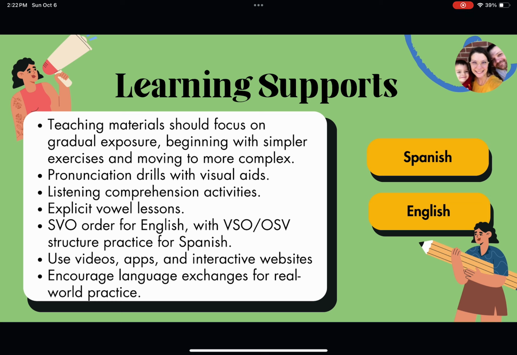Encouraging language exchanges between native speakers of both languages helps learners become comfortable with real-world language use. These strategies ensure that learners receive targeted support based on their language background, helping them overcome specific difficulties related to pronunciation, sentence structure, and language flow.